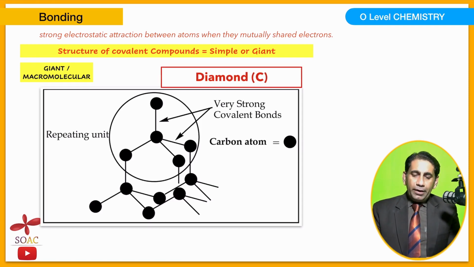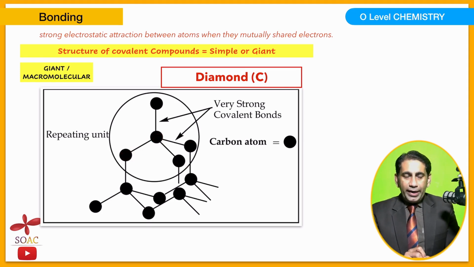The first one is diamond. For example, this is the general diagram of diamond. In diamond, each carbon is directly bonded with four other carbon atoms.